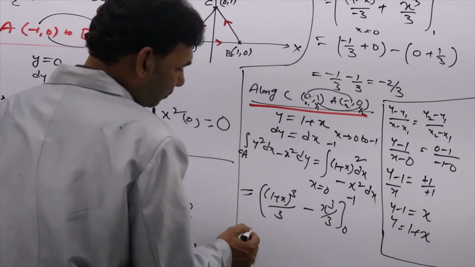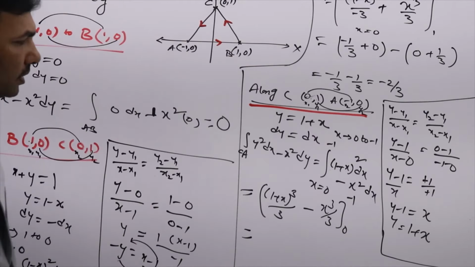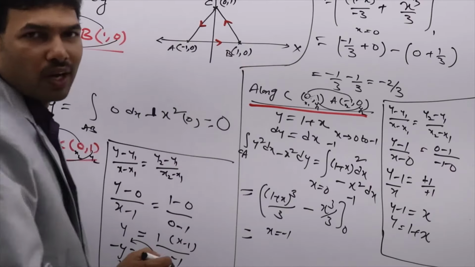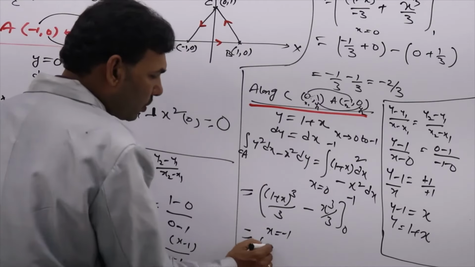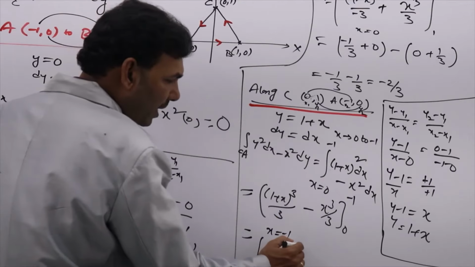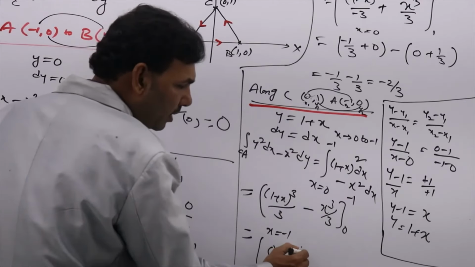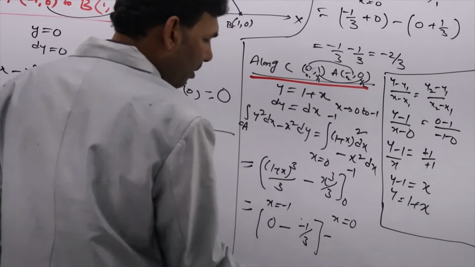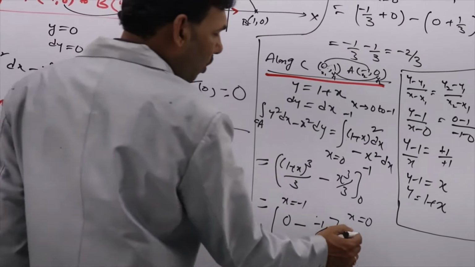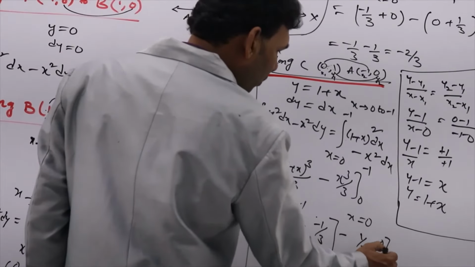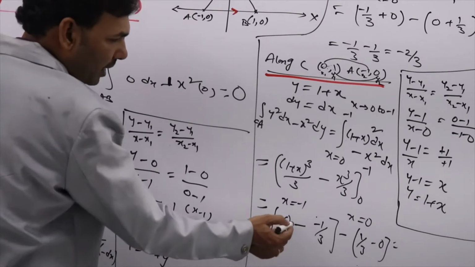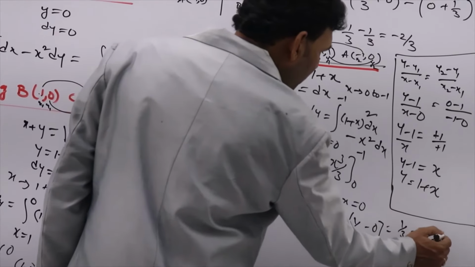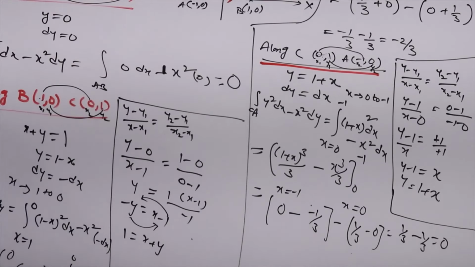Okay, now write in the place of x minus 1. What you will get? 1 minus 1 is 0. In the second term, writing x as minus 1, minus 1 whole cubed by 3 is minus 1 by 3. Now write in the place of x 0, the lower limit. If you write x as 0, what you will get? 1 by 3 minus 0. Minus into minus is plus, so plus 1 by 3 minus 1 by 3, which becomes 0.